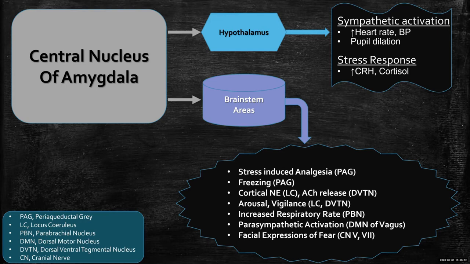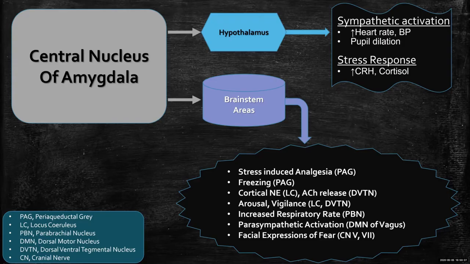So from the hypothalamus, you will get sympathetic activation with increased heart rate, your blood pressure will go up, your pupils will dilate. Corticotropin releasing hormone is stimulated from the hypothalamus, which then ultimately leads to cortisol release from the adrenal. The brainstem areas, such as the periaqueductal gray, which is very important in pain modulation, become activated, inducing stress-induced analgesia, which is basically when you are in the fight or flight response, we know that this diminishes the pain signals that are coming in.